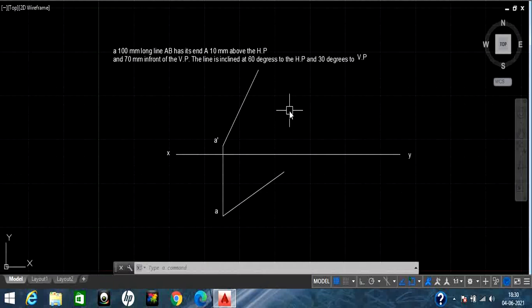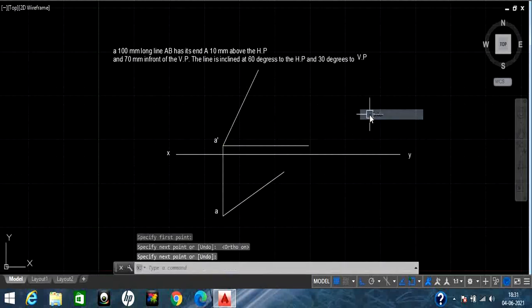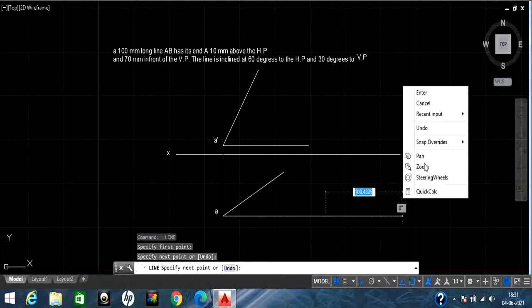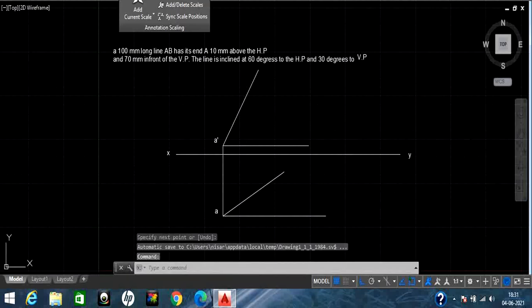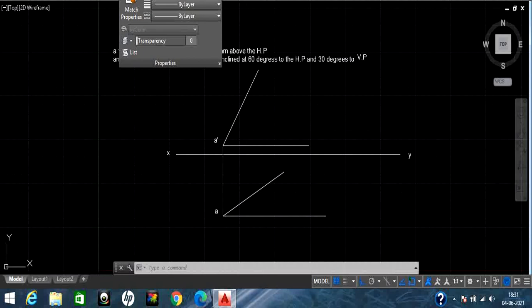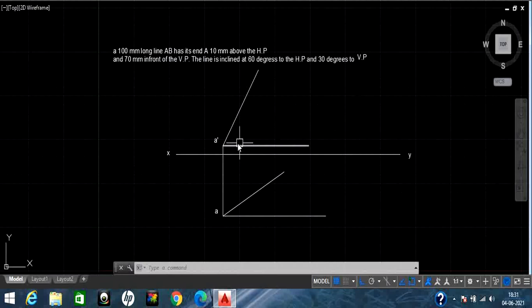After that, draw horizontal lines from A dash, horizontal lines from A dash as well as from point A, in manual drawing also. Now I am taking a different color. In manual drawing also, draw horizontal lines from A dash and A.